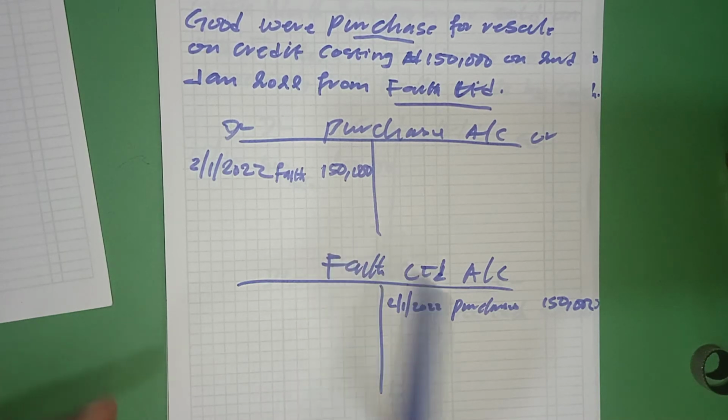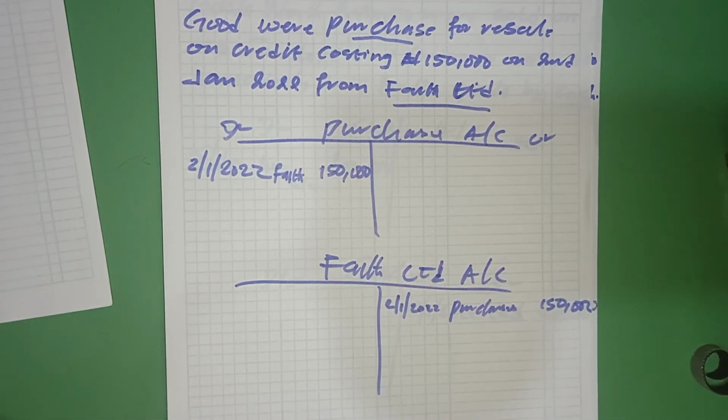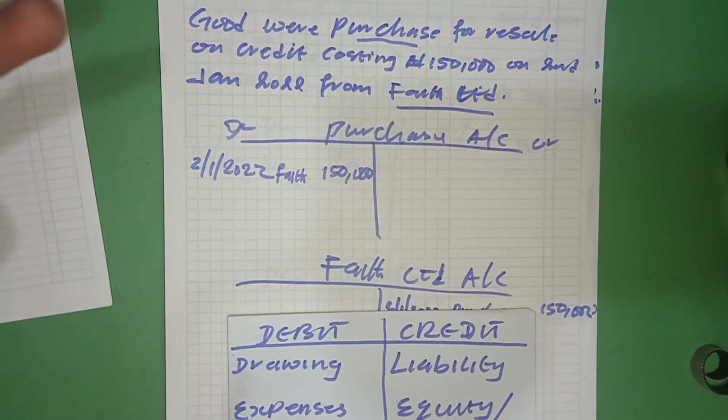If this happens to be on cash, Faith will not show here. The means by which we purchase it is what we show here, either cash or bank. But because it was on credit, that is why Faith is showing here. Now, mind you, whenever you are purchasing, whether you're purchasing an asset or things for office use, know that it's a debit balance.